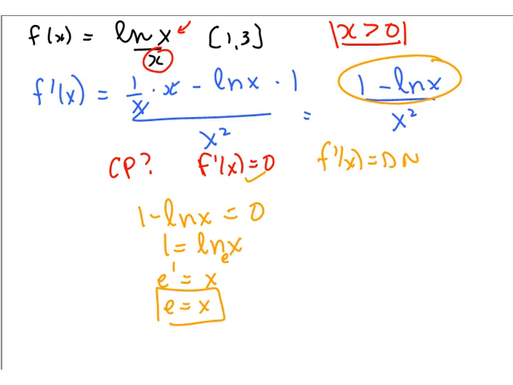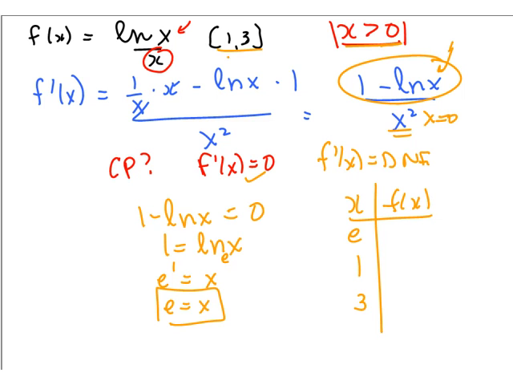Where does the derivative not exist? Well, it doesn't exist when x equals 0 because you're going to divide by 0, but that's not in the domain anyways. And it doesn't exist when you take the log of a negative number, but that's not in the domain. So there is no place in the domain where the derivative doesn't exist. That means I've only got 3 points to check out on my scale. The first is the critical point when x equals e. Then I've got when x equals 1 and 3 because those are my 2 endpoints.